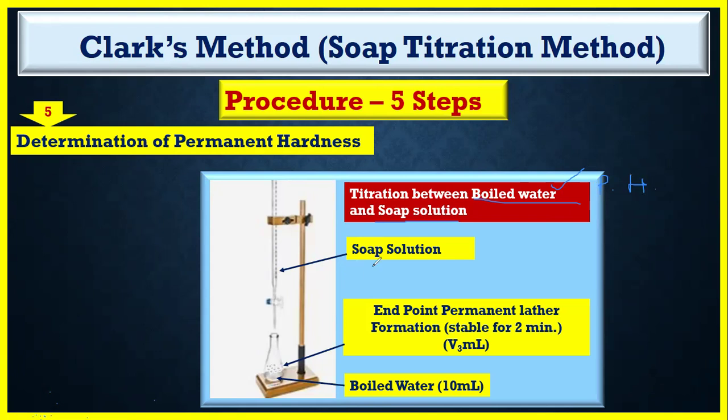In the burette, soap solution is taken and in the conical flask 10 ml of the boiled water is taken. Now titration is carried out in the same way till the end point, that is the permanent lather formation for at least 2 minutes. Suppose this time the reading comes out to be V3 ml. So what observations do we have till now? We carried out four titrations. First is with the standard hard water, second with the distilled water, third with the water sample, and fourth is with the boiled water sample.